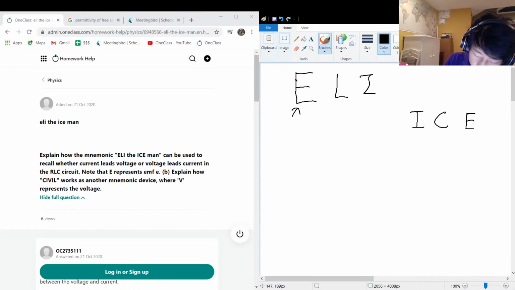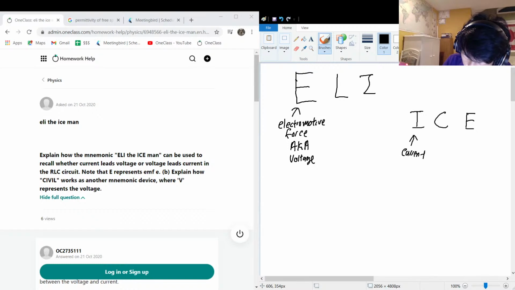The E represents electromotive force, aka the voltage. And the I represents current. L represents inductor.